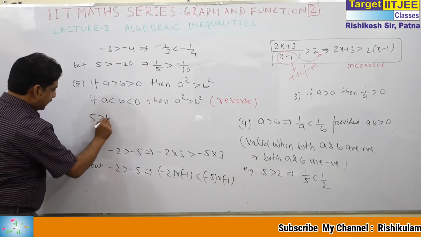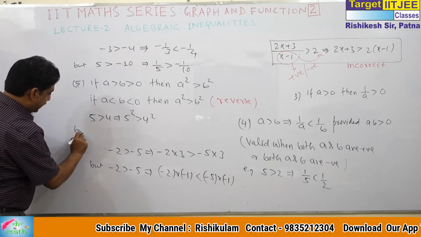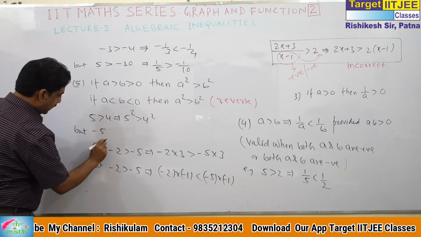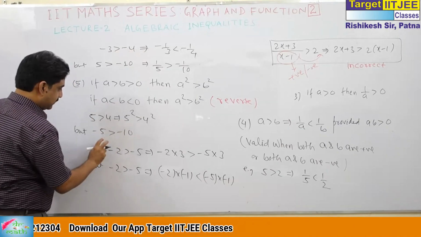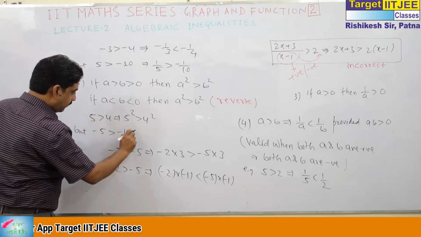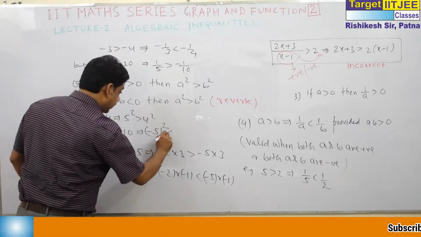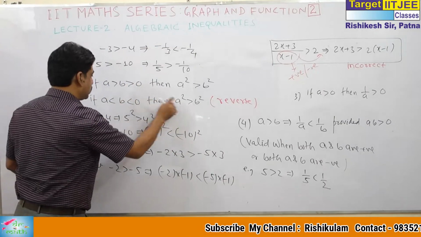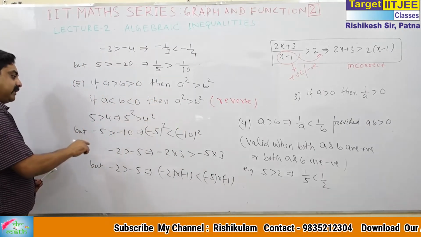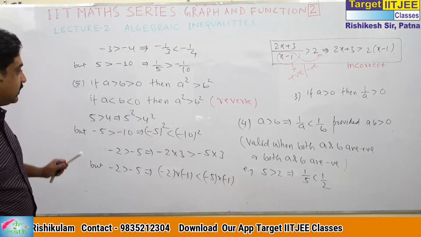Actually, 5 greater than 4 implies 5 square greater than 4 square, but minus 5 greater than minus 10 and this is negative. When we square the negatives, minus 5 square is less than minus 10 square. It doesn't matter whether it is greater than or less than mention.